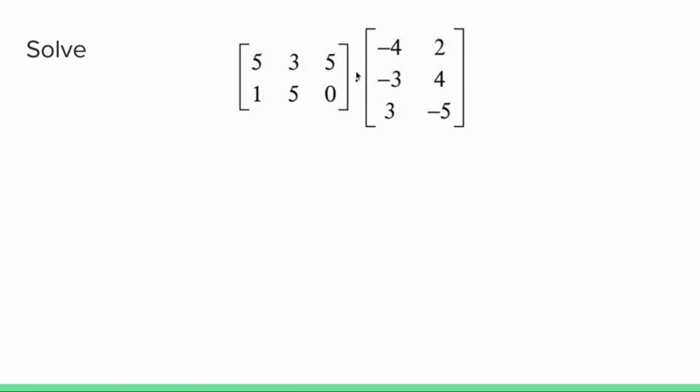Let's solve multiplying these two matrices together. In order for you to multiply two matrices together, you need to find the dimension of the first matrix and the dimension of the second matrix. You have 2 rows, 3 columns, you're a 2 by 3. You have 3 rows and 2 columns, you're a 3 by 2. Now, what you need to do is determine whether or not you can actually multiply these together. So you try to make sure that the number of columns in the first matrix matches the number of rows in the second matrix, and they do. Since they do, your resultant matrix is going to be a 2 by 2.